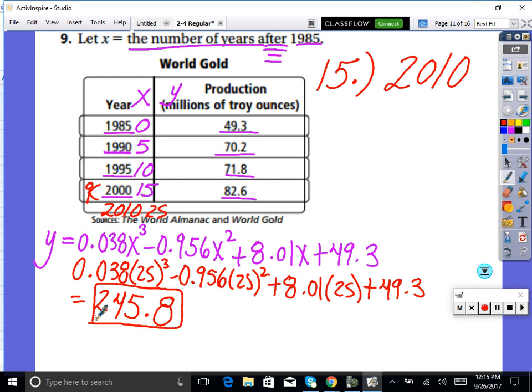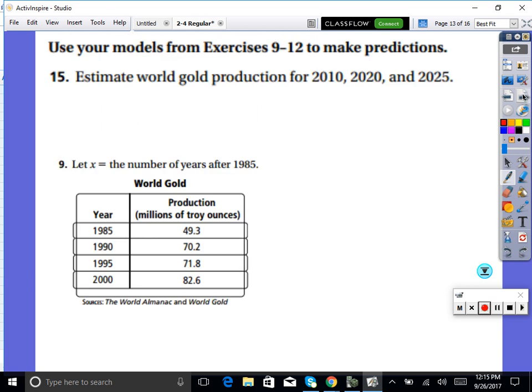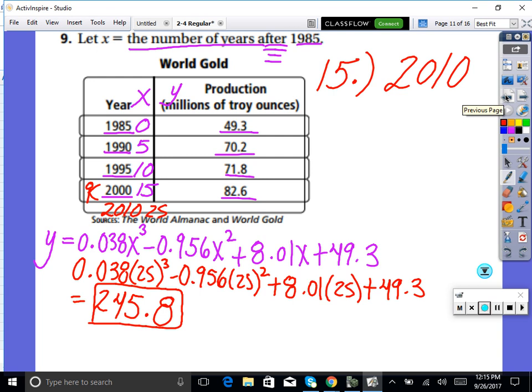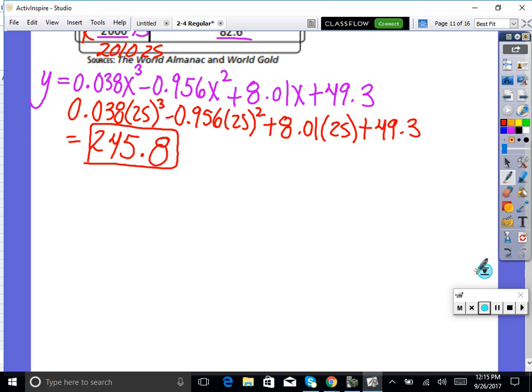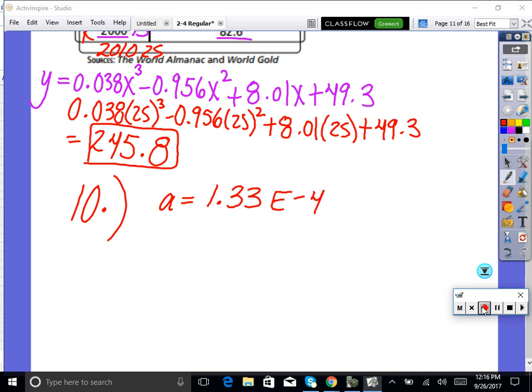Now, it asks you on 15 to also find 2020 and 2025. We get the picture. We found this one's good enough. We get the picture. So what I want you to do is problem number 10 right now. Ready, set, go. Everybody figure out the equation to number 10. There's a reason I'm having you do it. Ready, go. Did you all notice that?